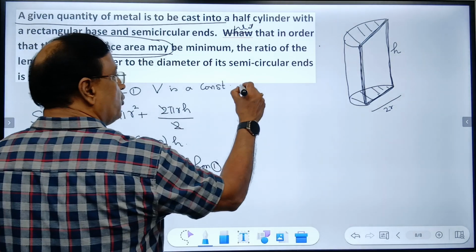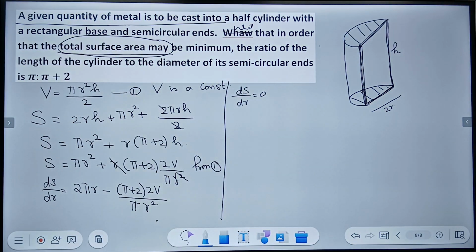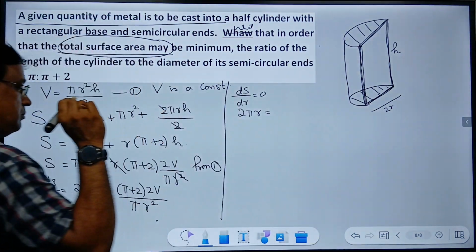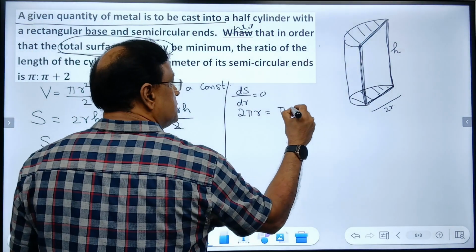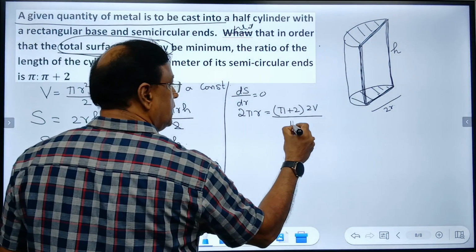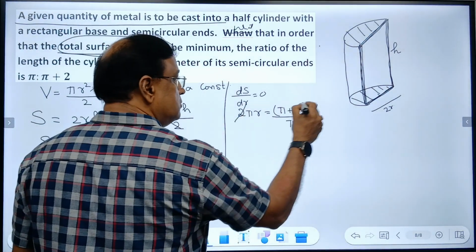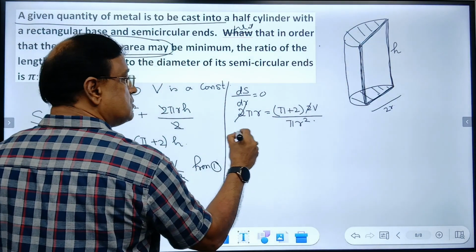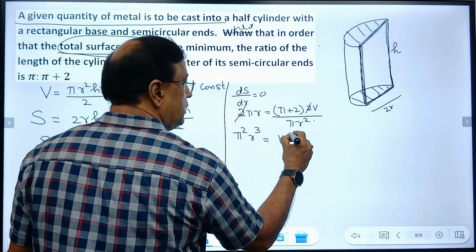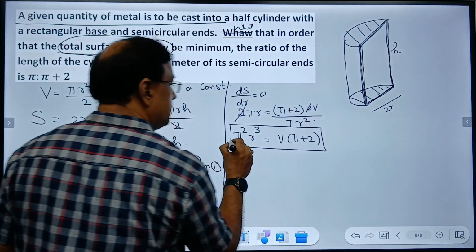Now I'm going to find the critical point. ds by dr equal to 0. When I put ds by dr equal to 0, what do I get? I get 2 pi r equal to pi plus 2 into 2v by pi r square. Clear? Now we can cancel this 2 and cross multiply. You get pi square r cube equal to v into pi plus 2. Very interesting result. Let it be there.